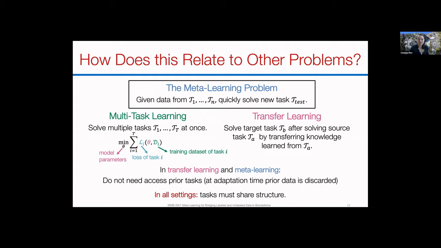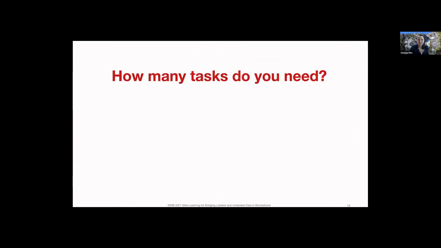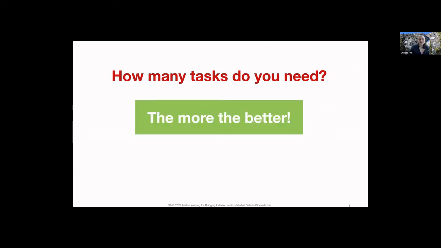Okay, so now I mentioned that we don't want just one task. We want to have a set of previous tasks so that we can quickly learn new tasks. But how many tasks do you need in order to quickly solve a new task? This depends on the application, but one general rule of thumb is the more tasks you have, the better. And this is essentially analogous to more data in machine learning. The more previous tasks you have, the easier it will be to generalize to a new task.